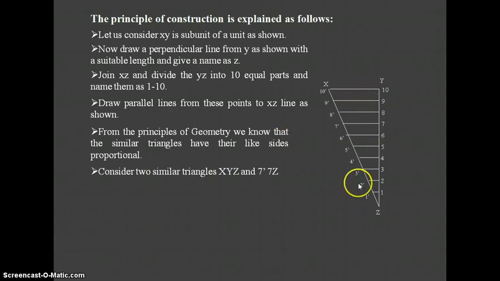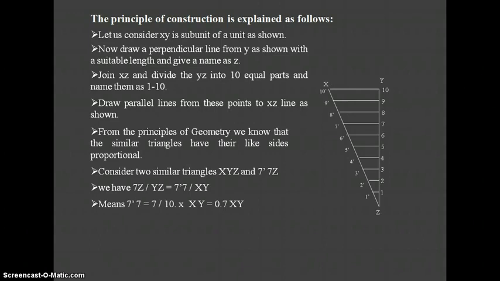So consider XYZ and 7'7Z. These are the two similar triangles. From the principle of geometry, for two similar triangles, we can write 7Z by YZ equal to 7'7 by XY. That is the formula obtained by the principle of geometry.